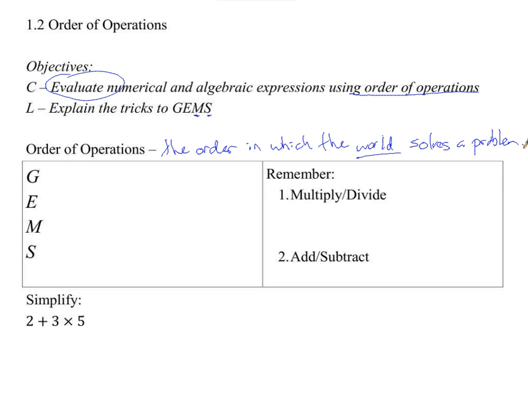So we have 4 letters in GEMS, G-E-M-S. We need to talk about what each of those letters stands for. Each of those letters in this word GEMS tells me what comes first or what comes next. Okay, what does G stand for? Grouping symbols, that's right. Okay, parentheses are grouping symbols. Okay, so I'm going to put little parentheses in here.